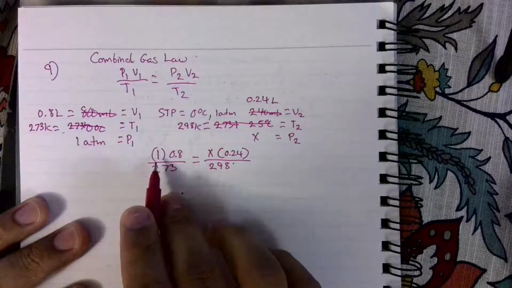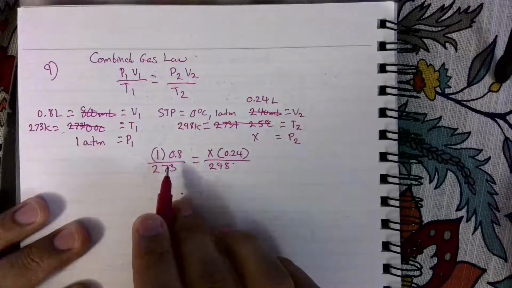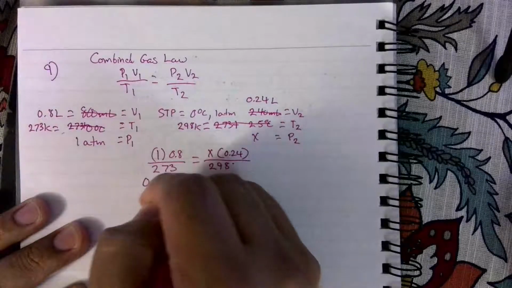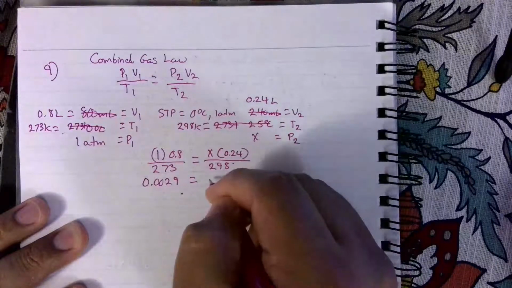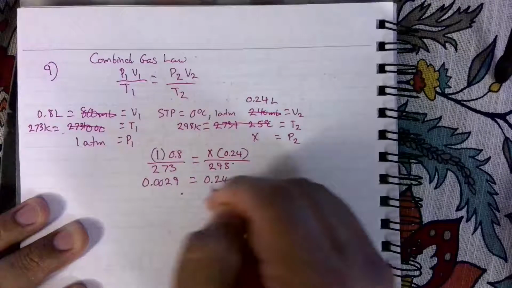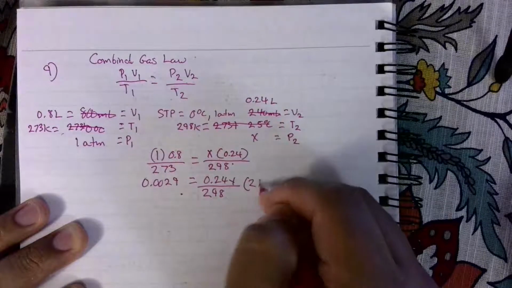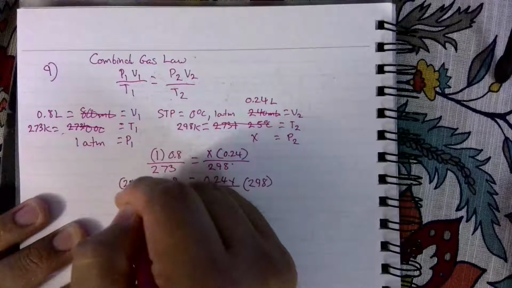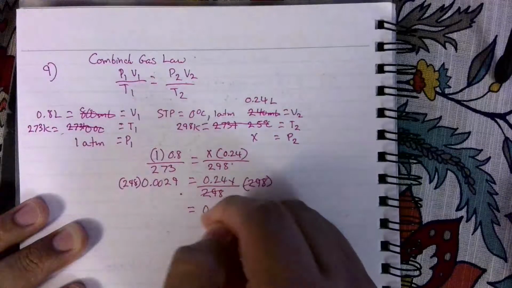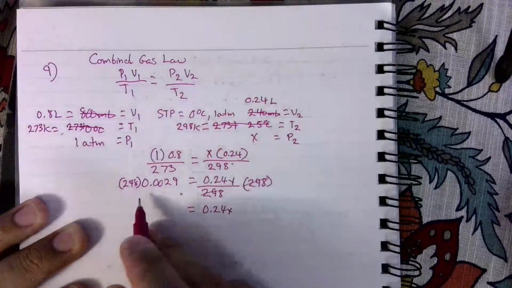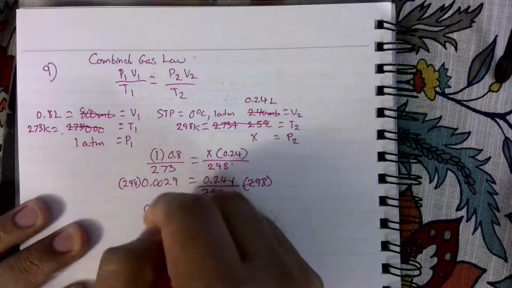At this point, it's 1 times 0.8 divided by 273. This side can go ahead and be solved. I did that in my calculator, and I got 0.0029, which is equal to 0.24x divided by 298 still. If I want to get rid of that 298, I can multiply both sides by it. These two cancel each other out, so this side is going to equal 0.24x. This is where the math gets tricky, so make sure you plug it in: 298 times 0.0029, I got 0.86.